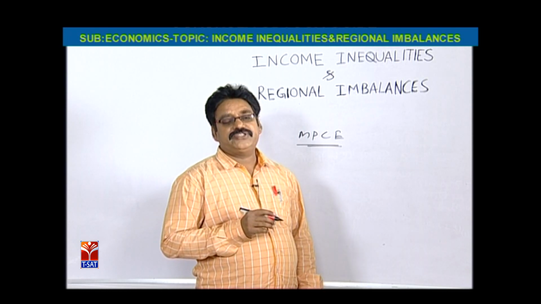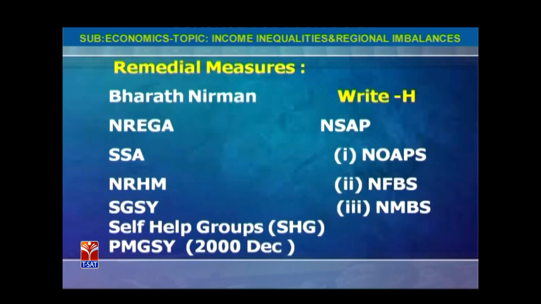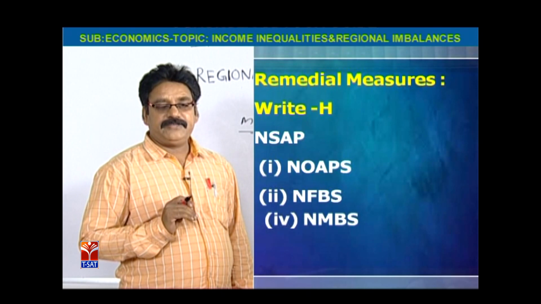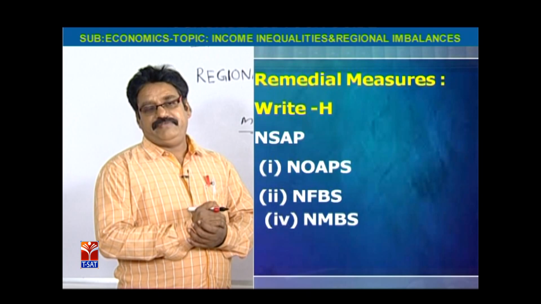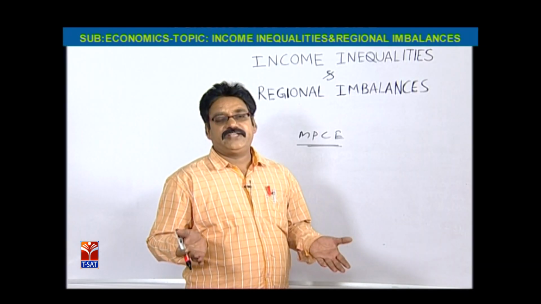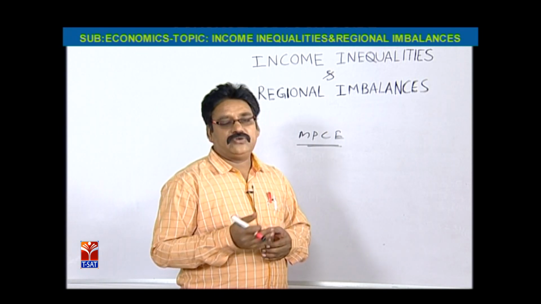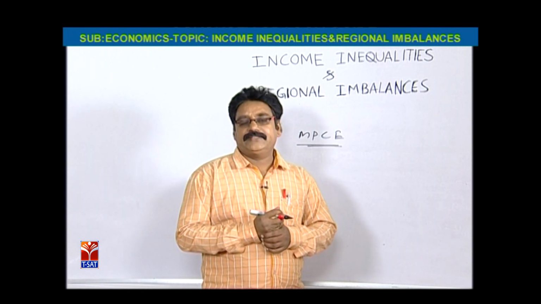Pradhan Mantri Gram Sadak Yojana, PMGSY, started in December 2000. And NSAP, National Social Assistance Program. Under this, there are three types of assistance programs: National Old Age Pension Scheme, National Family Benefit Scheme, National Maternity Benefit Scheme. Under these names, they are providing each and every facility so that they can improve their living standards, and rural areas have all the infrastructure facilities and also develop like this. These are the remedial measures taken by the government through these programs.